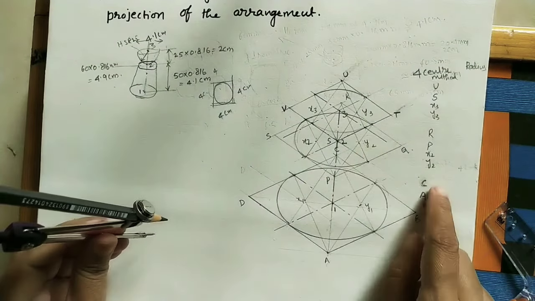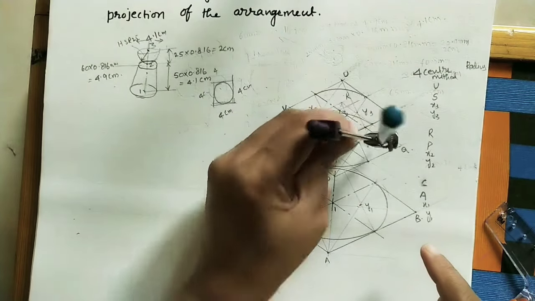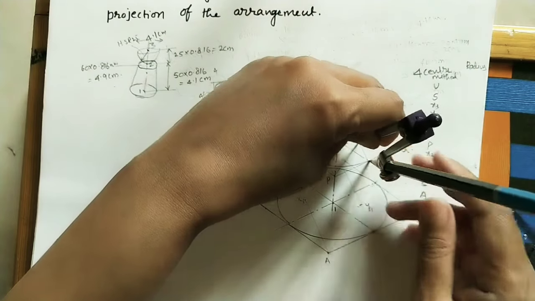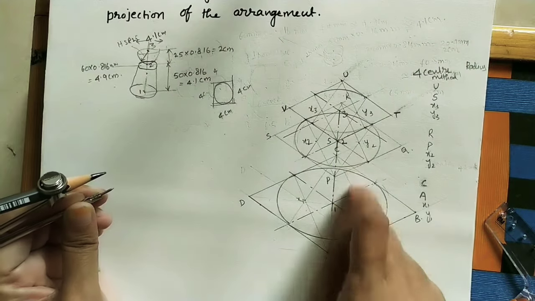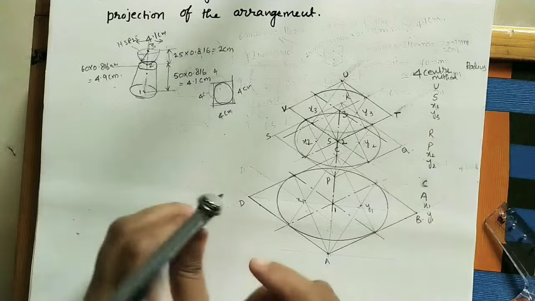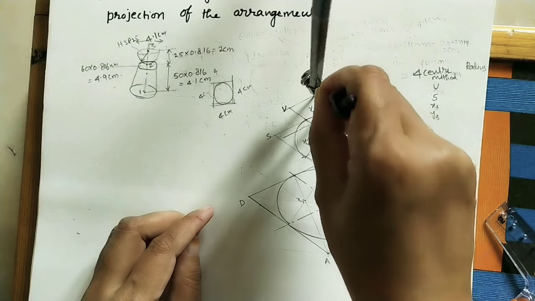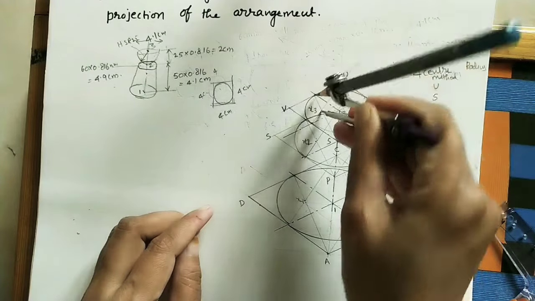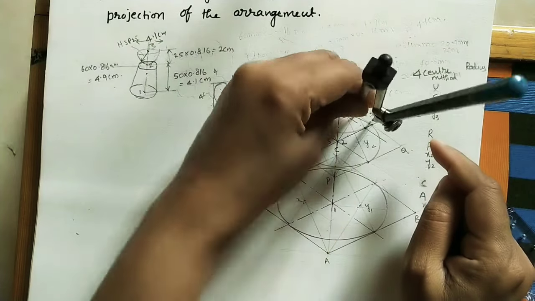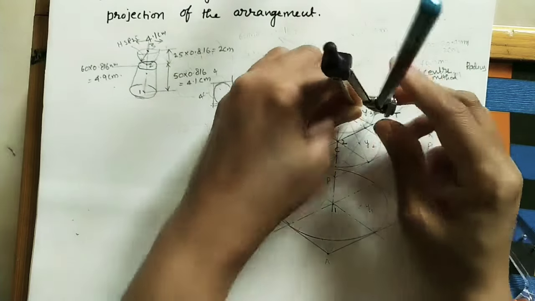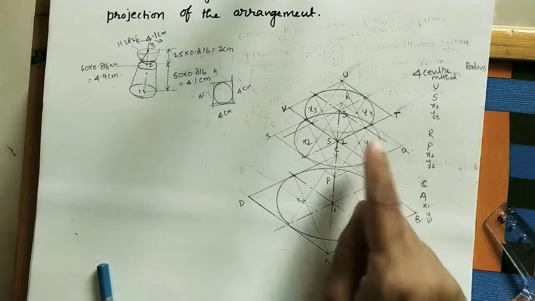Next take y2 center, take this or this as the radius, and join these 2 ends. After x2 y2, take the next rhombus, x3 y3 centers. Take this as the radius and join these 2 ends. Similarly, after getting this y3 center, take this as the radius and join these 2. So we got one ellipse here, one ellipse here, one ellipse here.